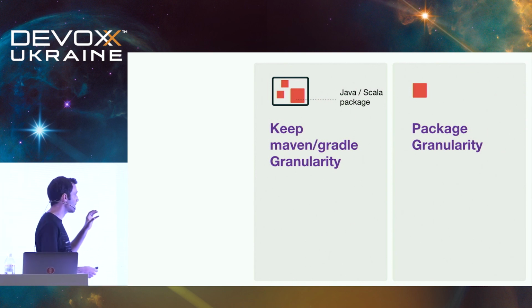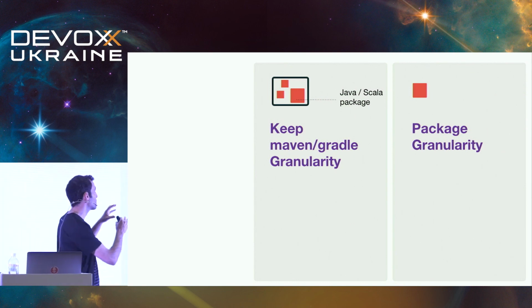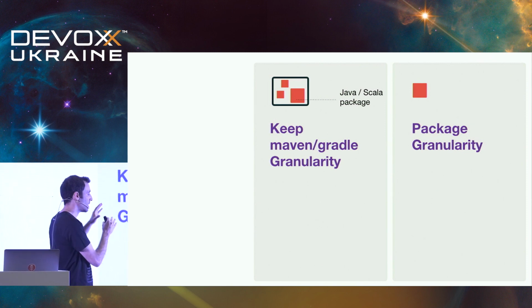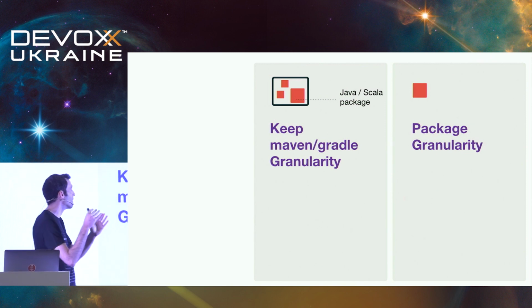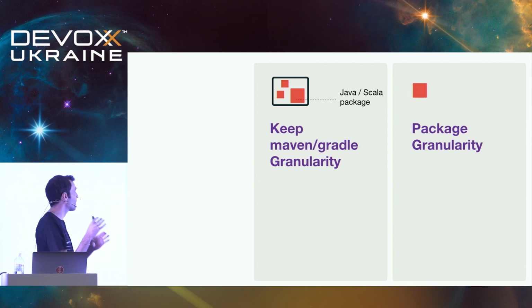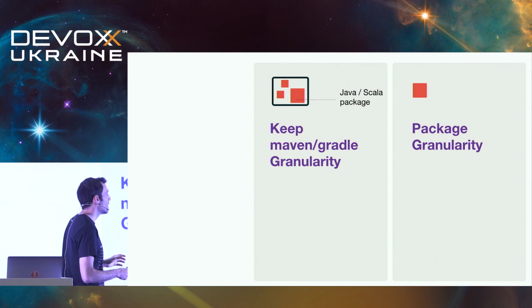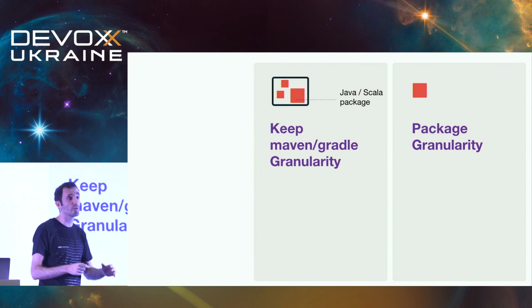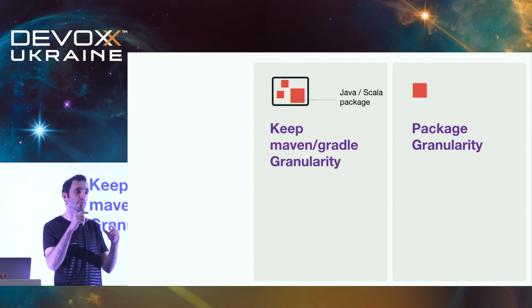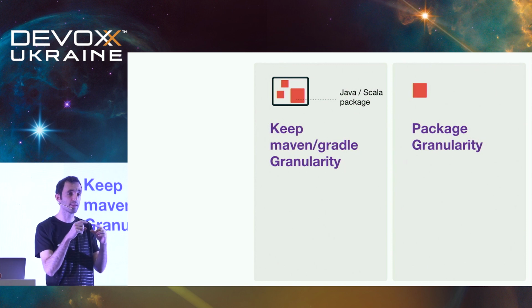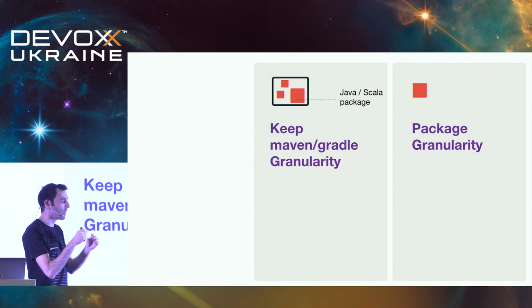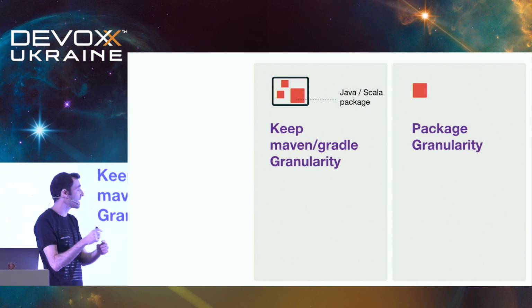Now, that's on the one hand. You can take one build file for Bazel with all that configuration and keep it on the module level. On the other hand, with package granularity, you can break down the build units or targets to a Java package or one Scala package.